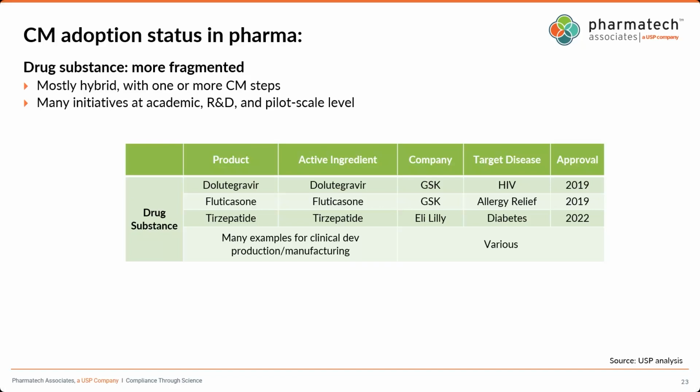But there is a lot of things that are happening at the academia, R&D, and pilot scale level. So while there may not be as many APIs approved using the flow chemistry, we know that there is a lot going on in an API or drug substance space. So we wanted to show you some of the insights on the commercial side. So, Richard, do you want to talk us through your commercial landscape?